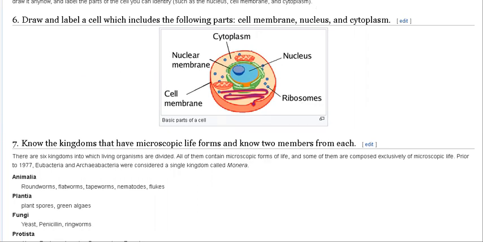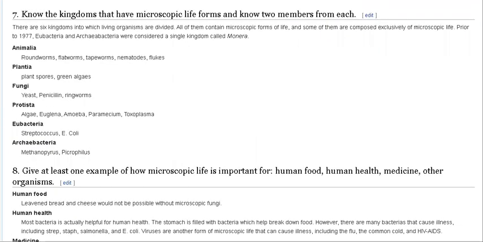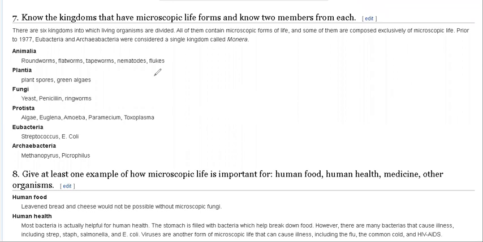Next. Know the kingdoms that have microscopic life forms and note two members from each. Animalia. So flatworms, tapeworms. Tapeworms, you'll find that that's parasites you can find in your stomach and stuff like that. Plant spores, green algae. Fungi, yeast, you know how to use that in bread.